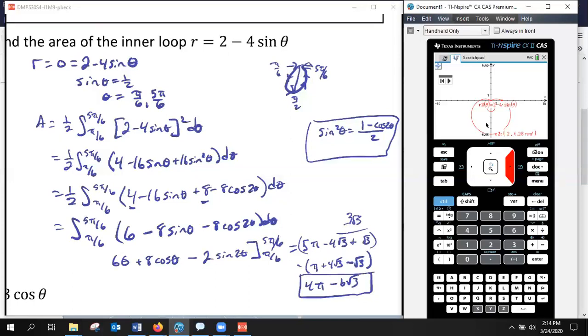All right, do I want to use a calculator to check? Yes or no? No. I might be able to make this one a little bit easier because I already have the general setup. This time we're using R2 of theta. And we are going from pi over 6 to 5 pi over 6. Four pi minus 6 square root of 3.